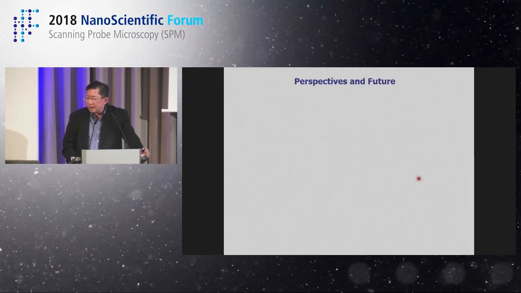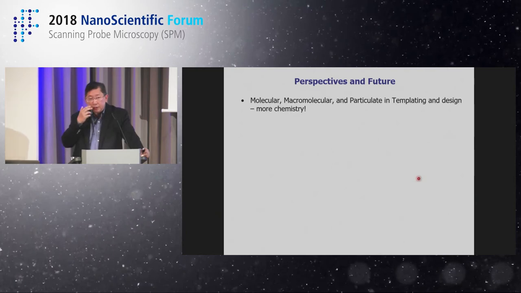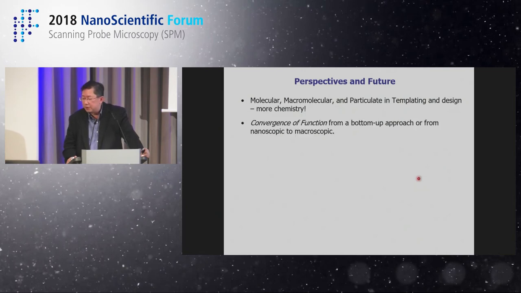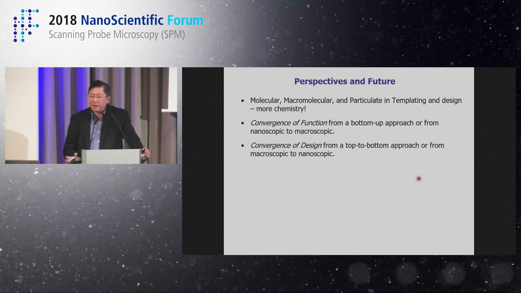Okay, so with that, I'm ready to conclude. What I've shown you is that it's possible to go molecular, macromolecular, where we can do a lot of chemistry on templated and patterned surfaces. There's a convergence of function going from a bottom-up approach from nanoscopic to macroscopic. However, there's a convergence of design from macroscopic all the way to the nanoscopic.